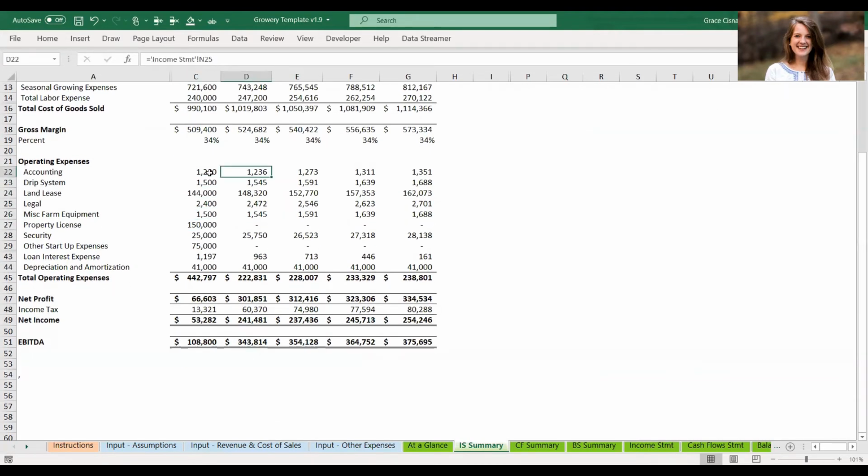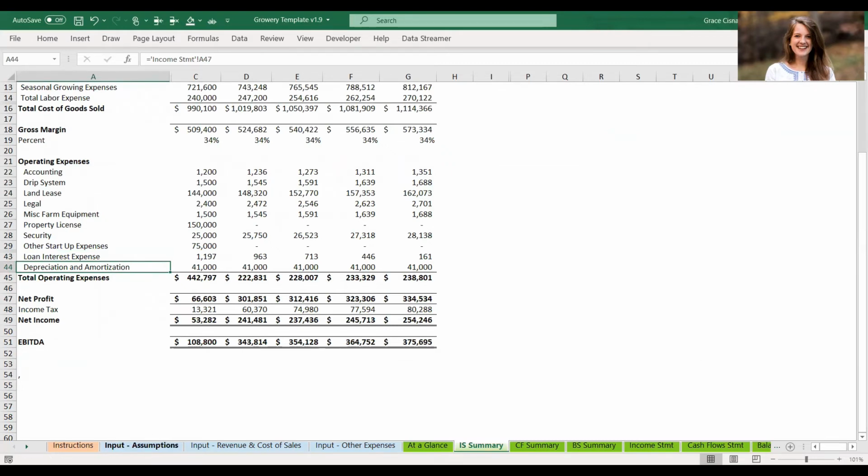So right away here, we can see those growth rates in our operating expenses. They're growing over time. We did have 2 operating expenses that weren't recurring every year, that property license and the other startup expenses. You can see those just happen in year 1, but not again. And all of these items here are coming from the input other expenses tab. Then we have 2 additional items, this loan interest expense, that is coming from the input assumptions tab, as well as depreciation and amortization, that's coming from the input assumptions tab.